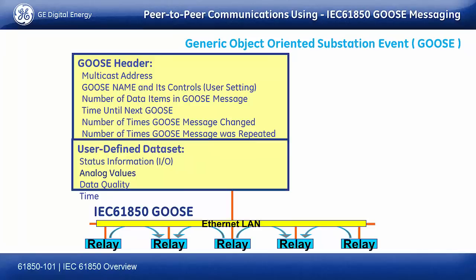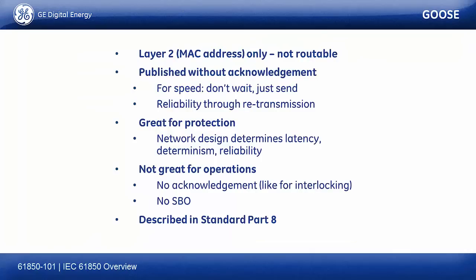All right, so we're good so far, I hope. I mentioned this before, but Goose is a layer 2, MAC address only destination, so it's not routable, right? It's published without acknowledgement, so for speed, don't wait, just send. So reliability comes through retransmission. It's great for protection, right? Because I'm just publishing this. The network design determines latency, determinism and reliability more than the Goose message does, right?